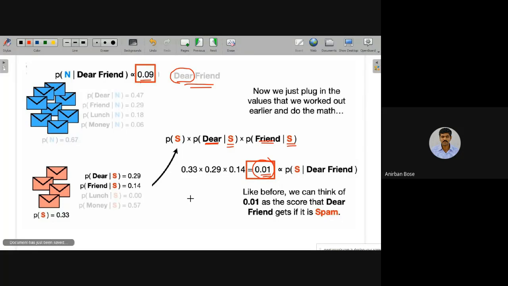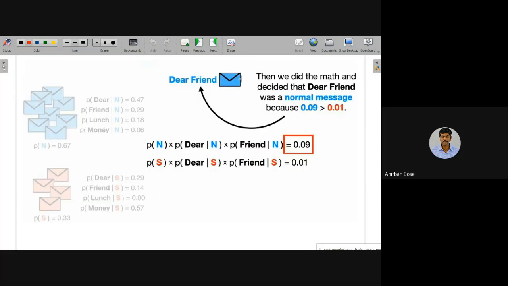So now you just compare these two scores, and you take the decision whether this particular email is a spam or not. So finally, you are comparing the values 0.09 and 0.01, and we can see that 0.09 is greater than 0.01. So this "dear friend" is a normal message. So that is the conclusion. This is the basic idea of how we are using the Bayes theorem to find out the probability that a particular message will be either normal or spam. And based on that score of the probability, we'll take the decision whether it is a spam or a normal message.